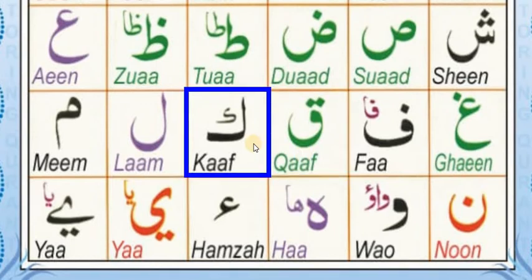Our next letter is Kaf. It looks like Ba and Ta, but it has no dot. Kaf is a thin and light letter. Now please repeat after me. Kaf, Kaf, Kaf.